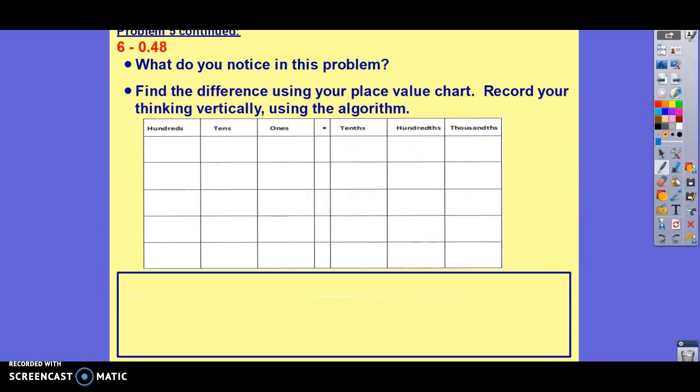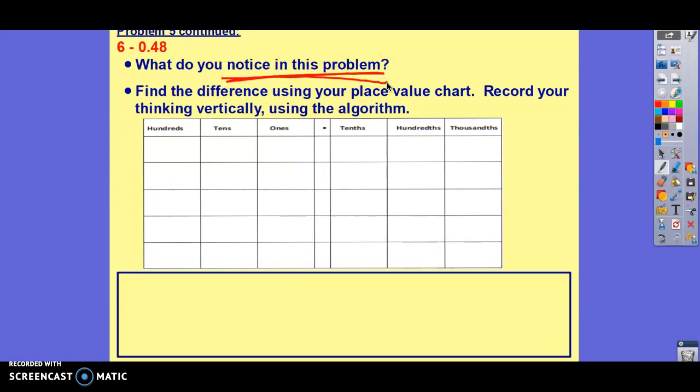Here's a slightly more challenging problem. We have 6 ones, or 6 minus 48 hundredths. How would you write this problem out on a place value chart? How would you begin to solve 6 minus 48 hundredths? What do you notice about this problem?